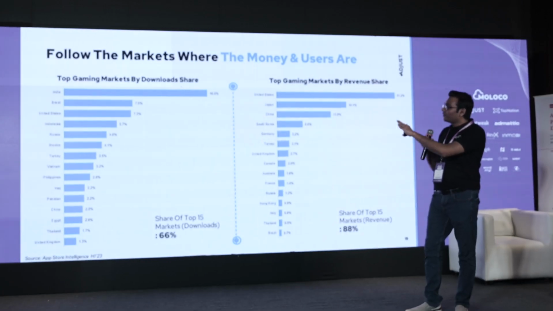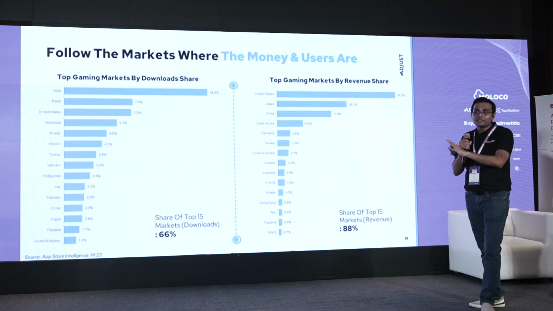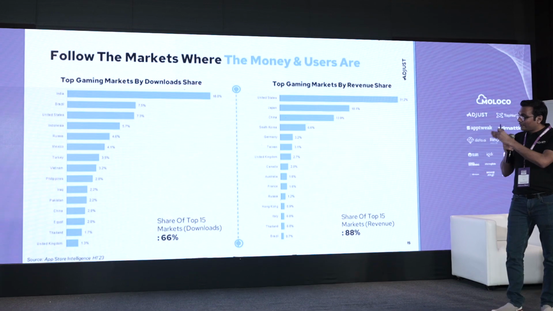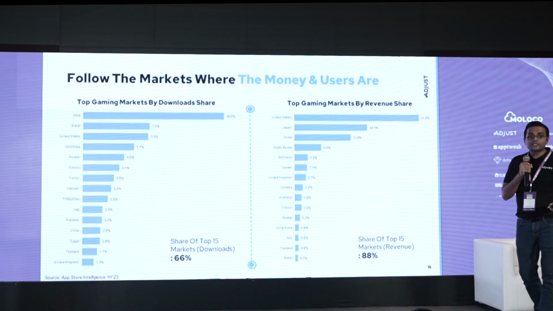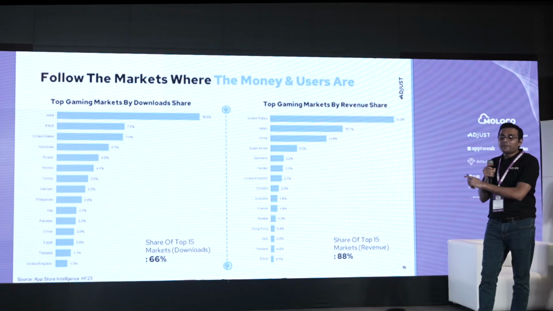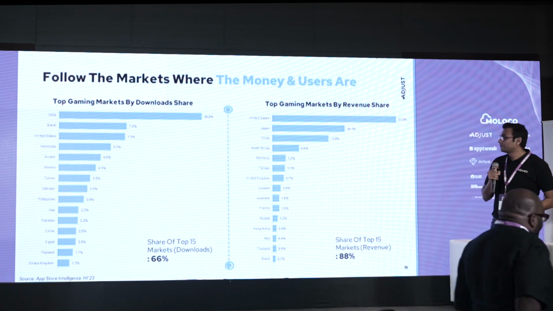Take some of the names. We all know the top names by gaming downloads or revenue. We all know the top markets. But if you look at the rest of the markets, those are the markets where you should make sure that your penetration is equal across them. If you are not equally penetrated, then those markets could be an opportunity for you.